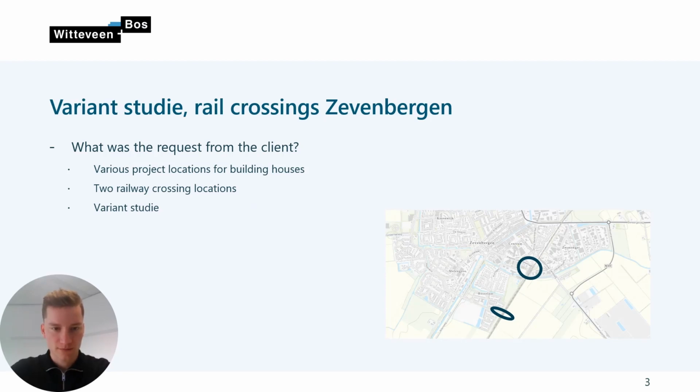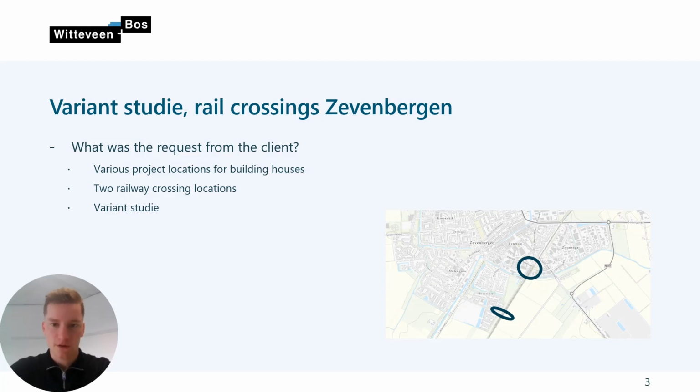The first project is the variant study rail crossings Zevenbergen. Zevenbergen is a city on the south of the Netherlands. Our client on this project was the local authority of Zevenbergen. Zevenbergen have various project locations for building houses. Those project locations needed to connect two districts with each other. Those districts are now split by a railway, as you can see in the picture on the right bottom.